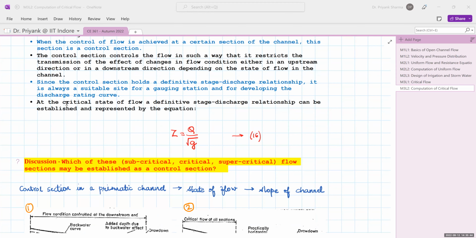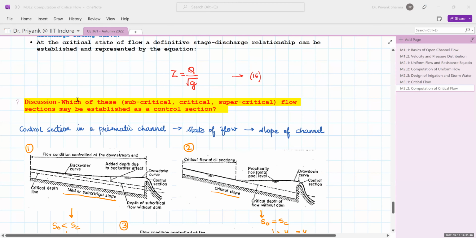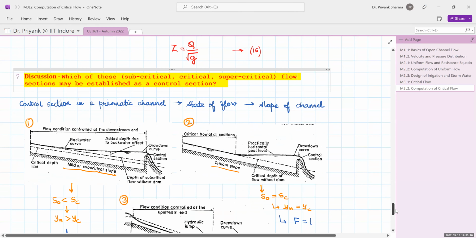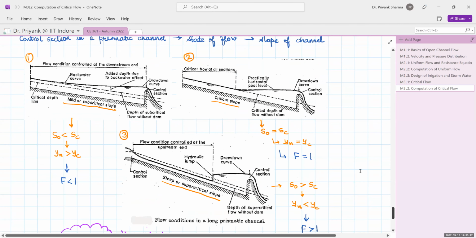So that brings us to a discussion question: which of these sections can be established as a control section? I already gave you the hint. So which section is more suitable as a control section? The control section in a prismatic channel is governed by the state of flow, which in turn is governed by the slope of the channel, whether it is a mild slope channel or a steep slope channel, that we already discussed. So let us elaborate upon it.